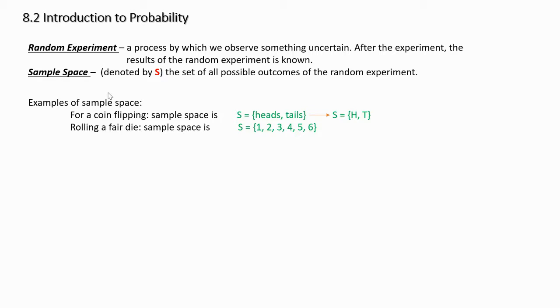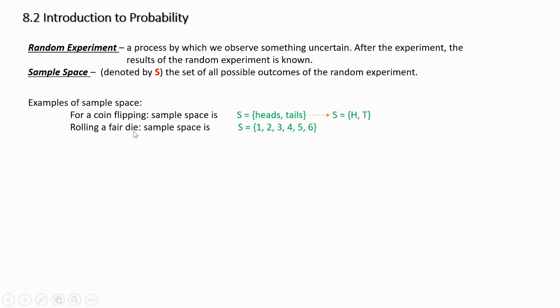The sample space is denoted by S. It's a set of all possible outcomes of the random experiment. For example, say that you flip a coin twice. Just flip a coin once. What's the sample space? The sample space can either be heads or tails. So S equals, with a bracket, heads, H, comma T. H for heads and T for tails.